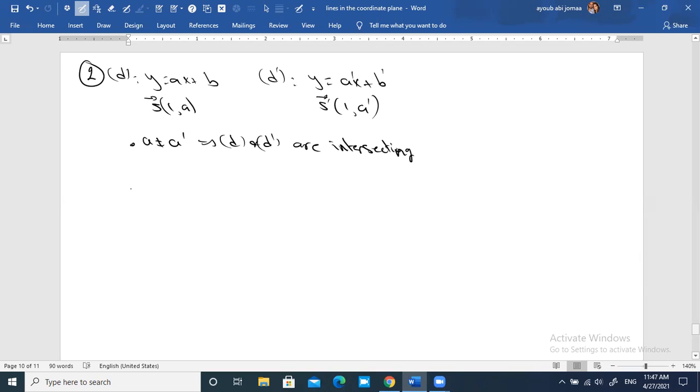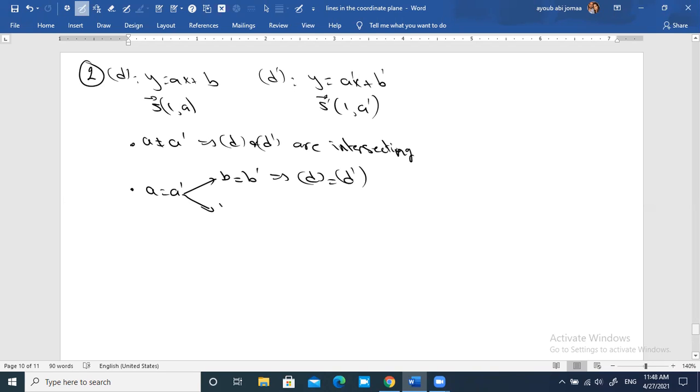Now, if a is equal to a prime, then we have one of two cases. Either they are parallel or coincide. So here you have to check the value of b and b prime. If b is equal to b prime, then the two lines are equal. In this case, you will have the same equation: a equals a prime, b equals b prime. So same equation, so yeah, same line.